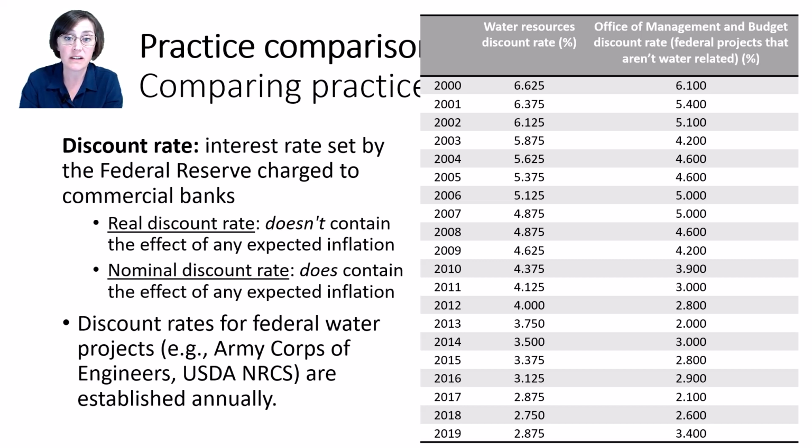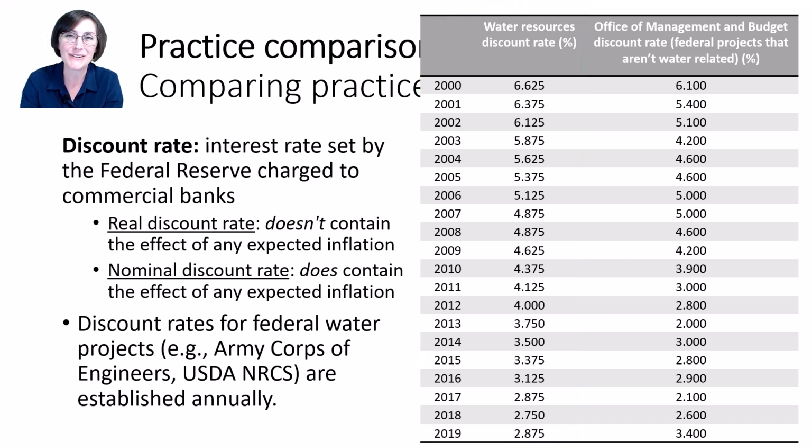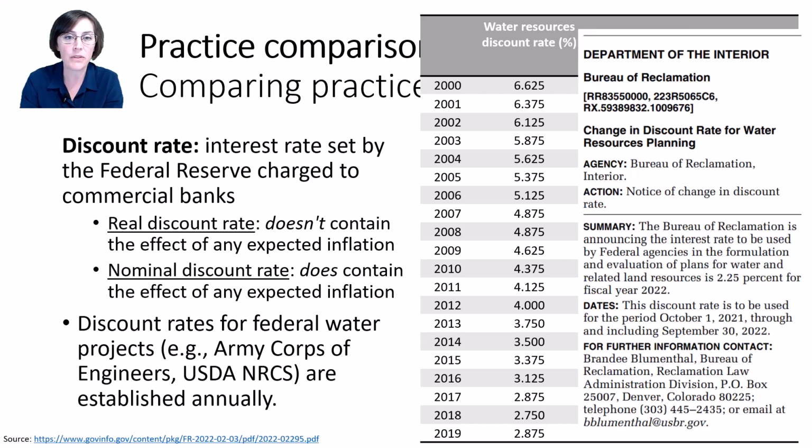And fortunately for us, there is a federally published discount rate that applies to water-related projects. Most of these water-related projects are Army Corps of Engineers projects, for example, but it's still a handy rate for us to use for our purposes. I pulled the most recent 2022 water-related discount rate from the Federal Register, and you see that at 2.25%, it's quite a bit lower than it was even a couple years ago.